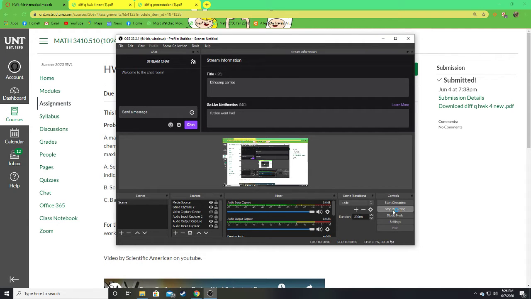Overall, I thought the problem wasn't terribly difficult. If you made a picture and knew what was going on, it was actually pretty simple and easy to set up the differential equation.